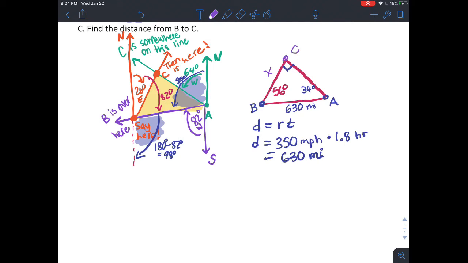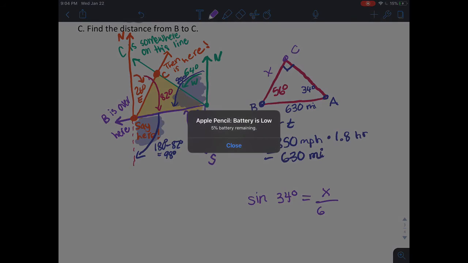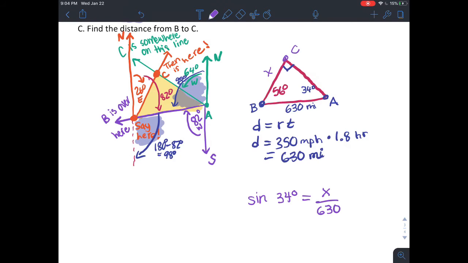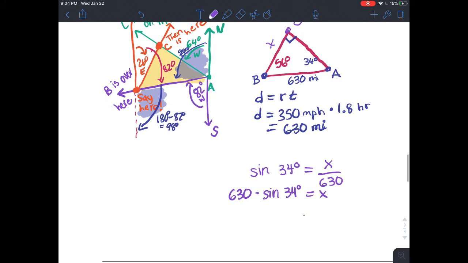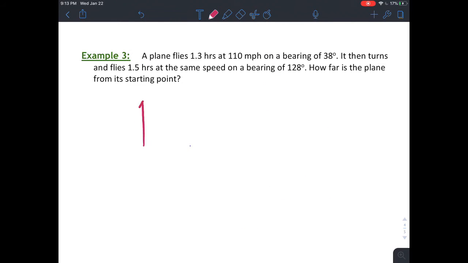If we solve for x, which is the distance from C to B, we can use another trig equation. So I'm going to go sine of 34 degrees would equal my opposite side x over my hypotenuse of 630. Again, you could go with a different trig function if you wanted to. Multiply that over, and you'll end up with the distance between C and B is about 353.29 miles.